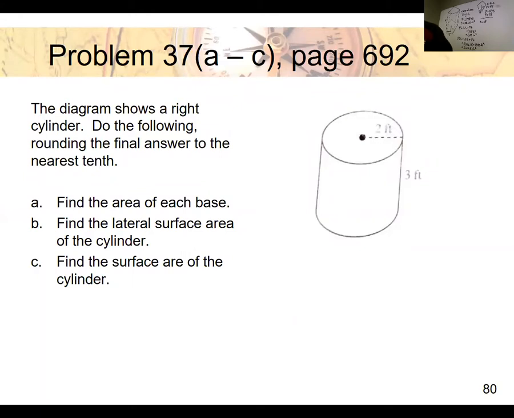Right, and here's the next example. This is problem number 37, where it says here, the diagram shows a cylinder, a right cylinder, not the best looking cylinder, but it is a right cylinder.